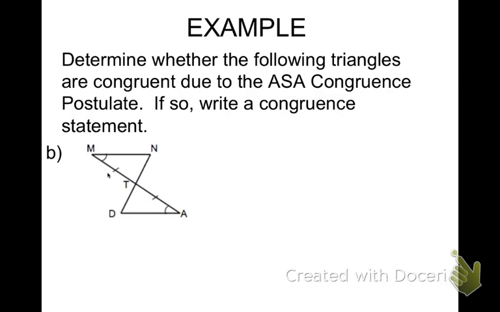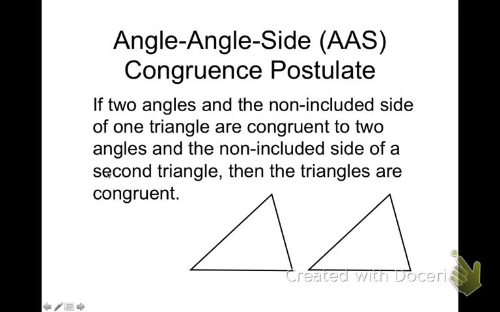So let's go ahead and fill out this theorem. So if two angles and the non-included side of one triangle are congruent to two angles and the non-included side of a second triangle, then the triangles are congruent.